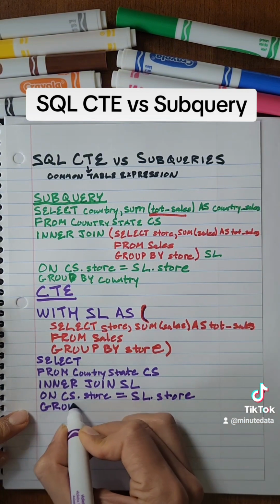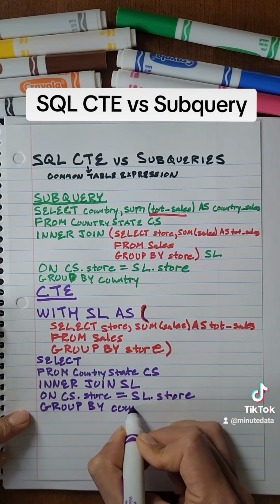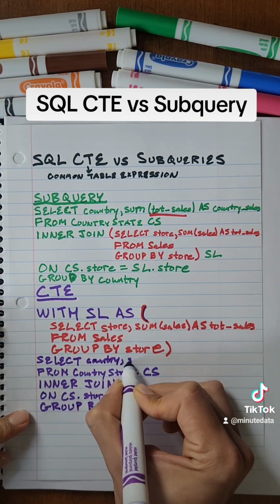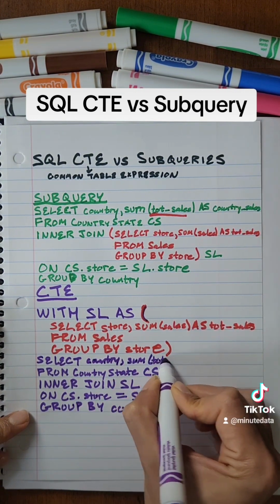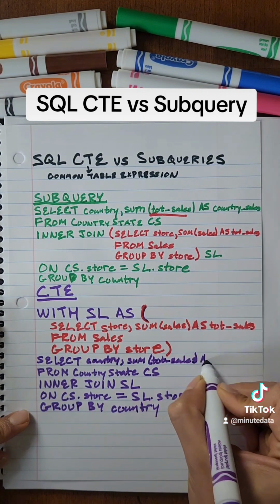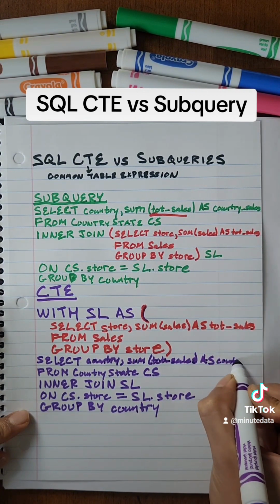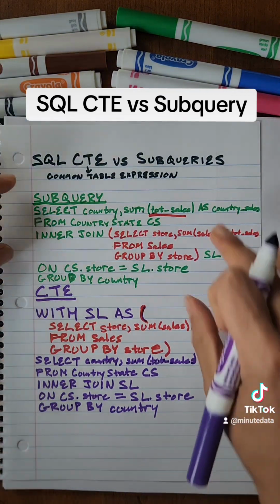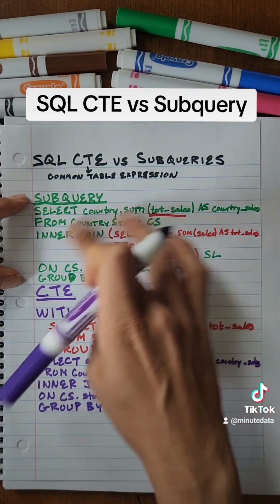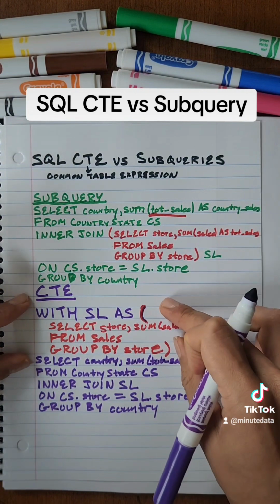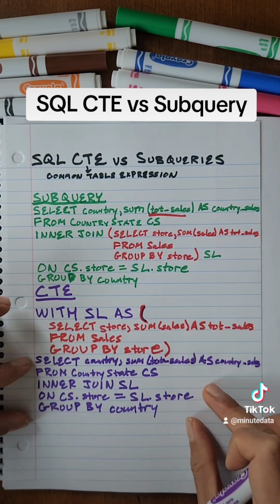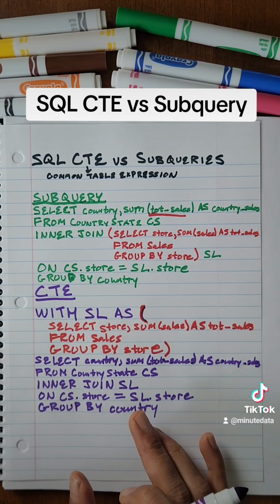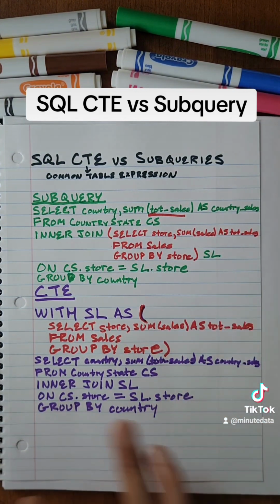And we're going to group the results by country. And so we're going to select country, sum of total sales as country sales. So this code is quite a bit neater than this code. You don't have this random subquery in the middle of your giant query. Instead, you separate your subquery as its own thing, and then you use those results later in the main query. And the value becomes much more obvious when you have many subqueries. This is just an example of one subquery.